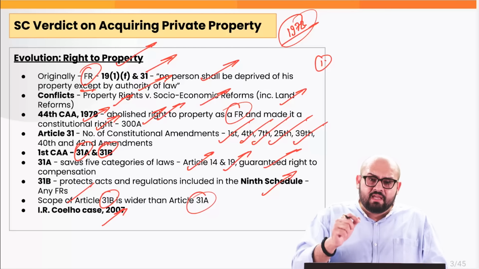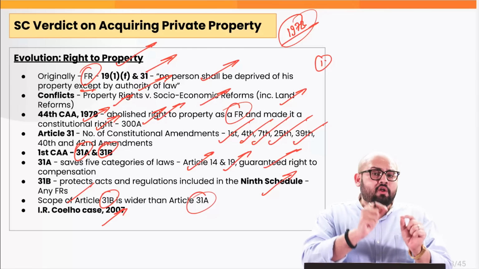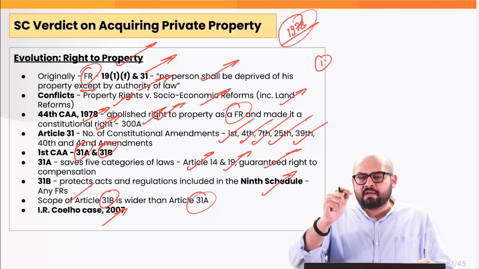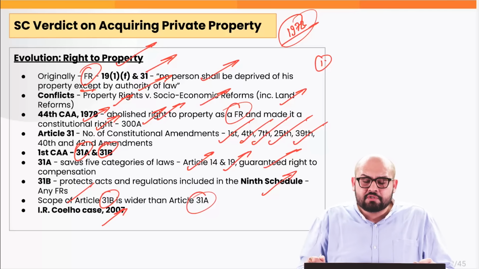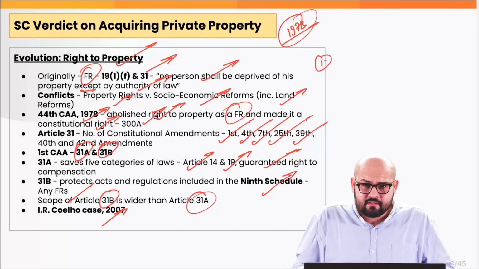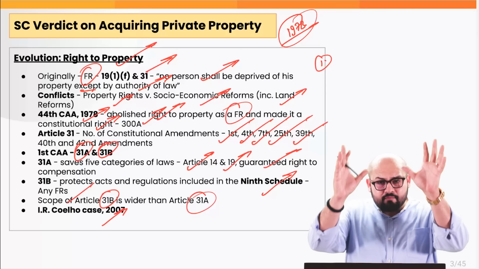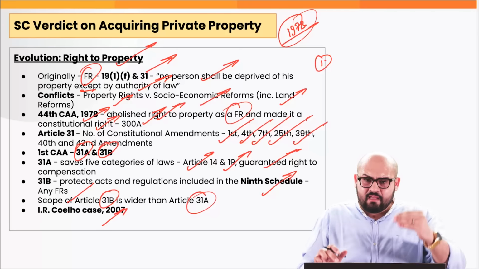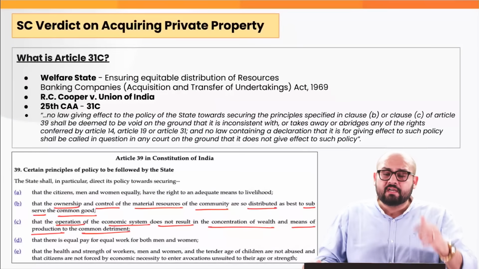If the judiciary finds that a particular law infringes the basic structure of the Indian Constitution or any of the fundamental rights, then it can be declared ultra vires, or unconstitutional, right? So that is what you need to know with respect to 31A and 31B. Now, let's talk about 31C.